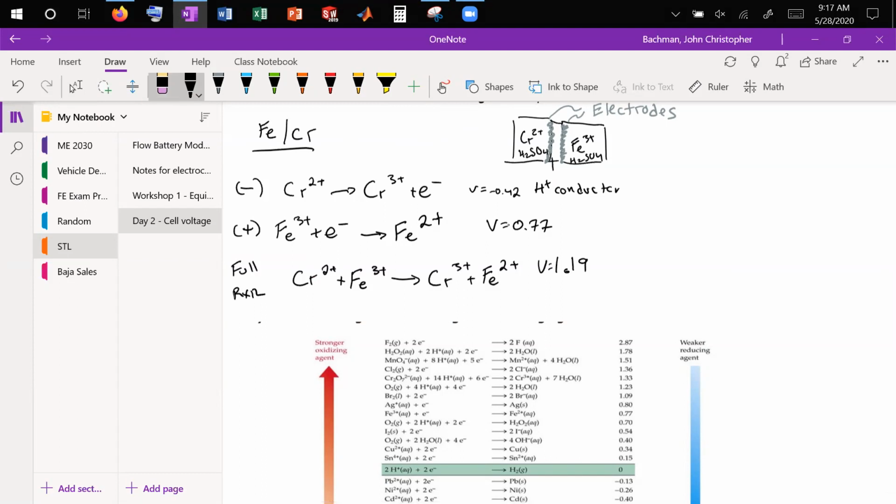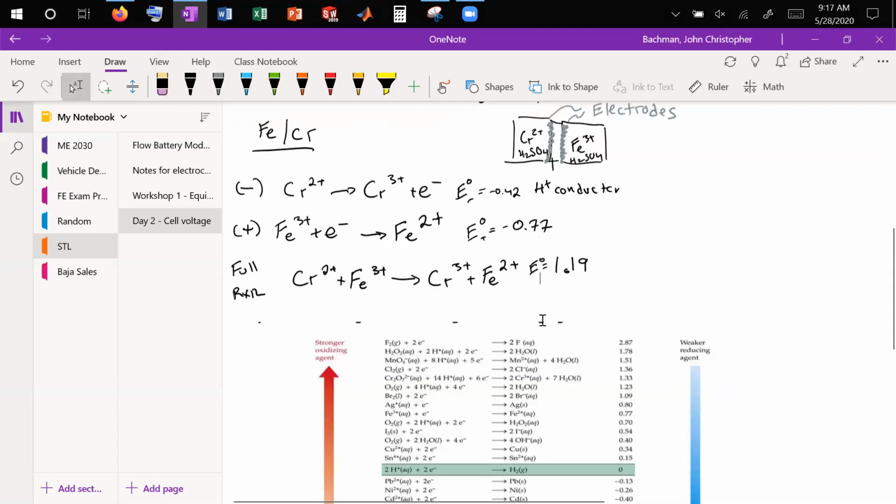And maybe I'll use the notation I'm going to keep using. Actually, sorry about that. So I would call this E naught on the negative electrode, this would be E naught on the positive electrode, and this would be E naught. Right. So the standard potential for this is 1.19.